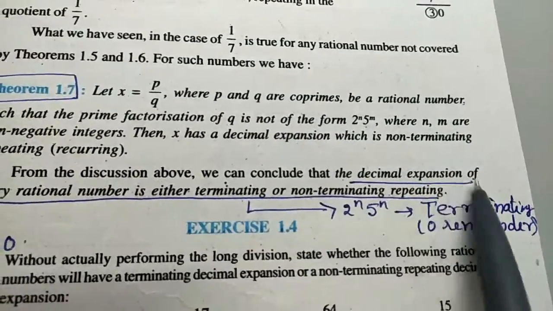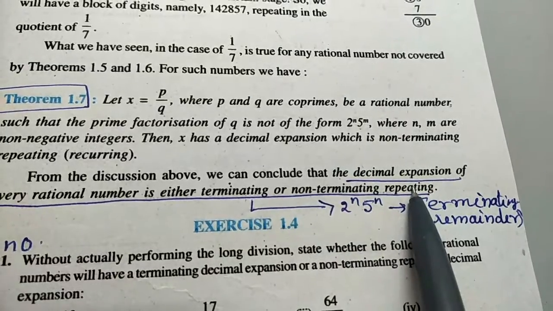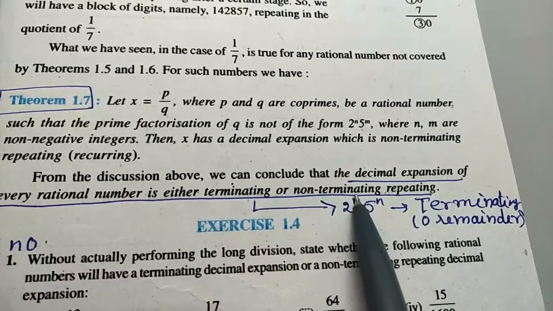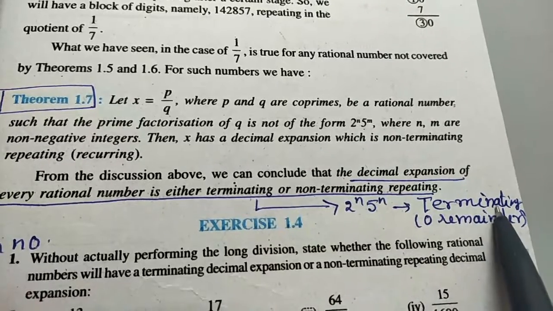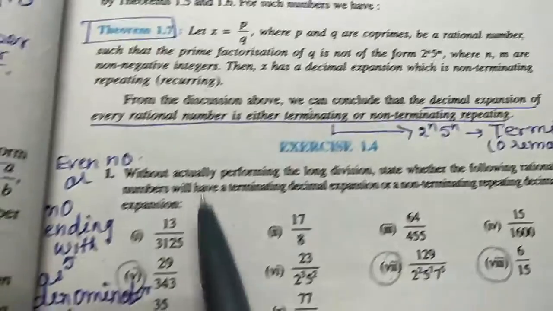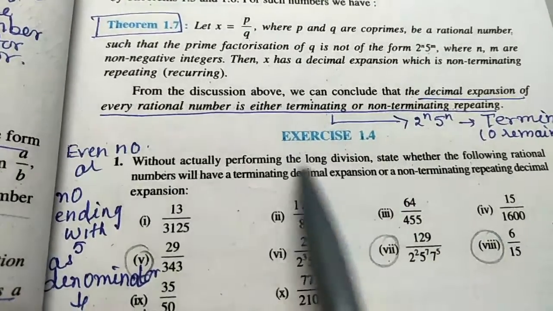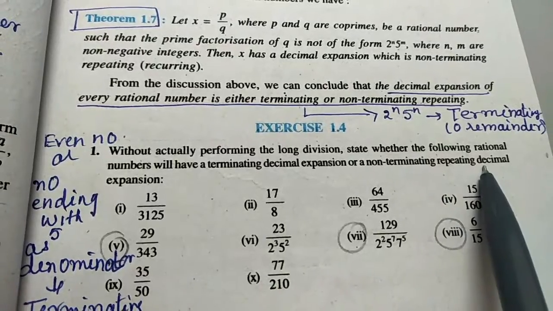So the decimal expansion of a rational number is either terminating or non-terminating. A denominator of the form 2 raised to n, 5 raised to n will tell us it is terminating, where the remainder will be 0. In your exercise you have a question: without performing long division, state whether it will be terminating or non-terminating.